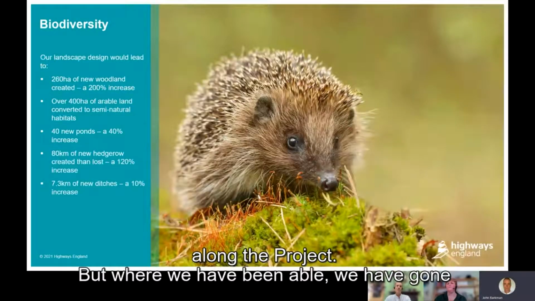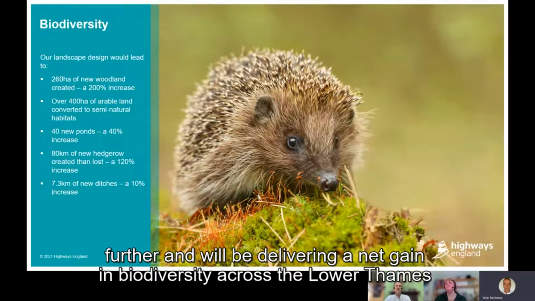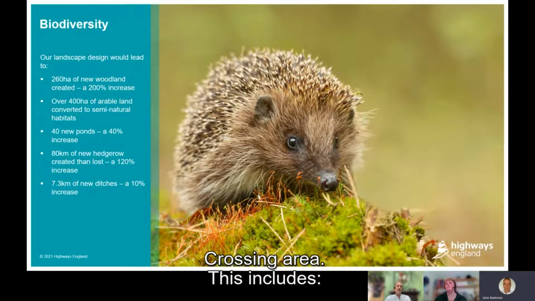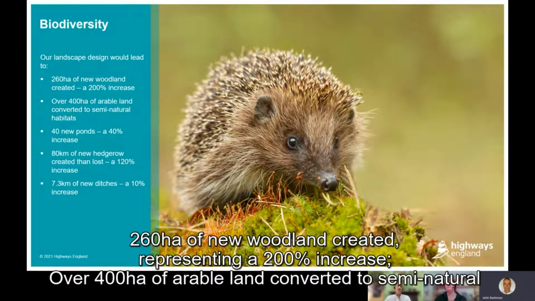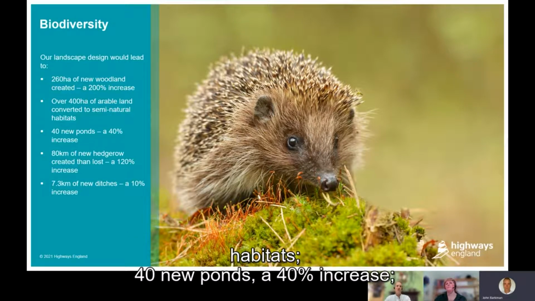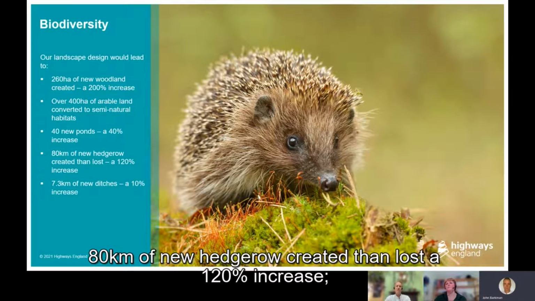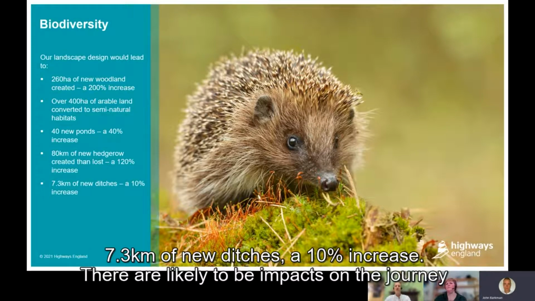But where we have been able to, we've gone further and will be delivering a net gain in biodiversity across the Lower Thames Crossing area. This includes 260 hectares of new woodland created, representing a 200% increase, over 400 hectares of arable land converted to semi-natural habitats, 40 new ponds, a 40% increase, 80% of new hedgerow created and lost, a 120% increase, and 7.3 kilometers of new ditches, a 10% increase.